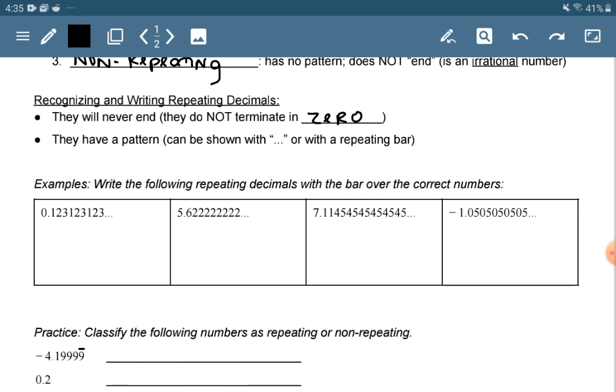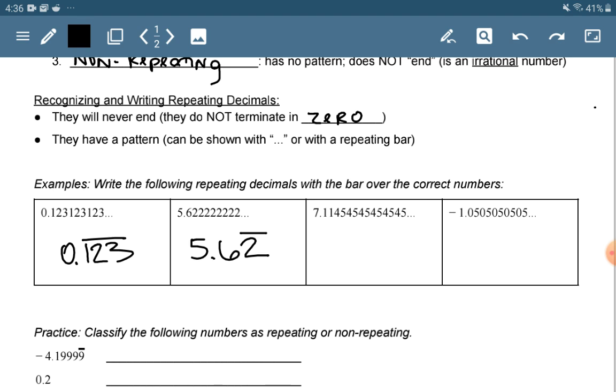In this first example, we have 0.123, 123, 123, and the dots show that it keeps going. That means when I add the bar in, it's the 1, 2, and 3 that repeat. Therefore, the bar goes over all 3 of them. In my next example, I have 5.6, 22222, and so on. In this particular number, only the 2 repeats. So when I add my repeating bar, it should go only above the 2.